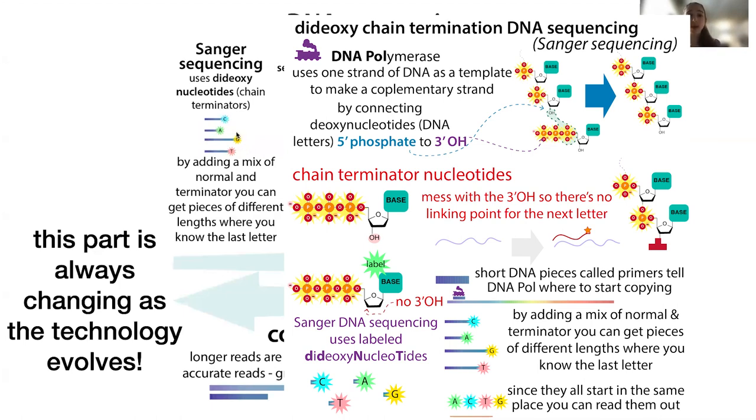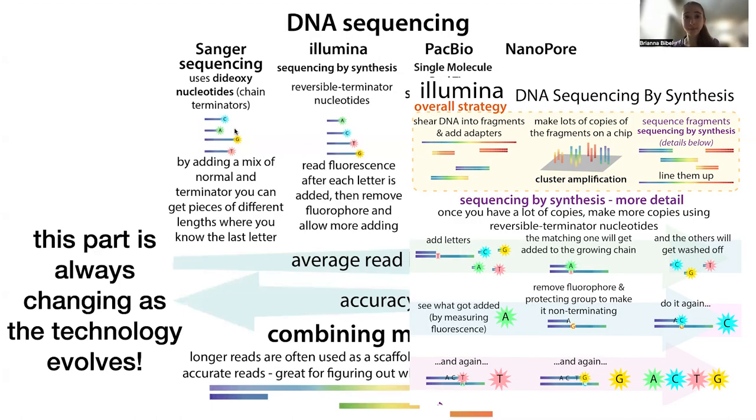And so basically, we make all these different strands, and all these strands are going to add in a different letter. We separate these strands by size, such as with capillary electrophoresis, typically these days, which is kind of like a gel, but in a long thin tube. And then we are able to read out the sequence.